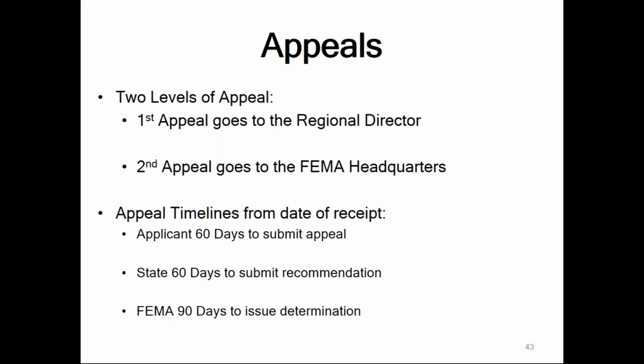There are timelines involved for complying with the regulation for the deadlines for these appeals. Applicants have 60 days to submit an appeal. Then the state would have 60 days after we received your appeal to submit it on for recommendation to FEMA, and then FEMA has 90 days to issue determination.